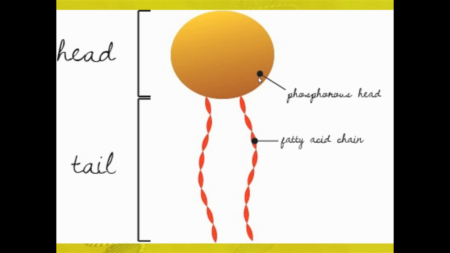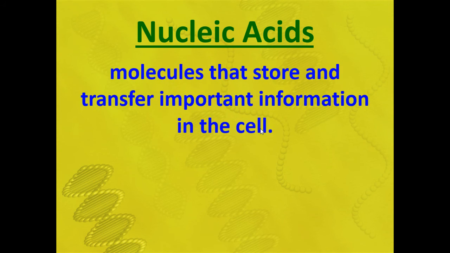And this is what a phospholipid actually looks like. It has a phosphorus head here at the top and a fatty acid chain for the tail. That's what we call it, a phospholipid. We take the beginning of phosphorus here and we add it into what a lipid is. So phospholipid, meaning that we have added a phosphorus. Nucleic acids, these are molecules that store and transfer important information in the cell.